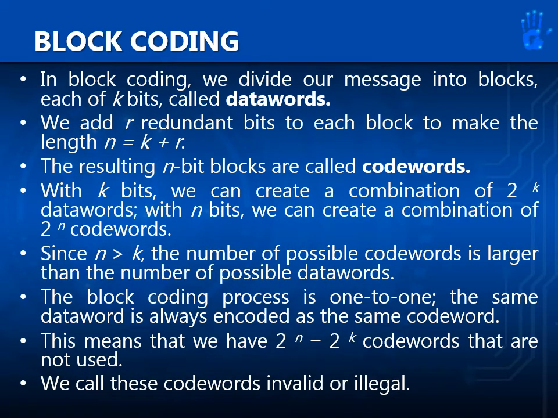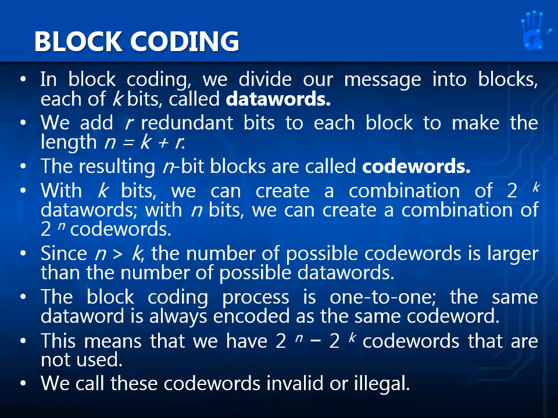Block coding. In block coding, we divide our message into blocks, each of k bits, called data words. We then add r redundant bits to each block to make the length n equals k plus r. The resulting n-bit blocks are called code words. Do not be confused with this. N is the total length of bits. It includes both k and r. K is the data word, and r are the redundant bits.